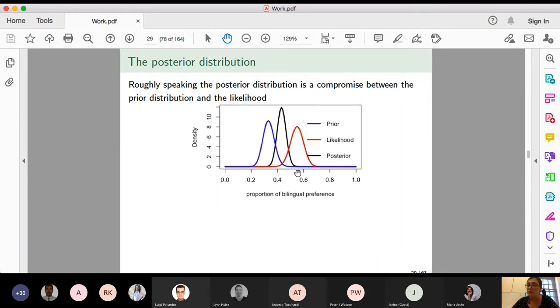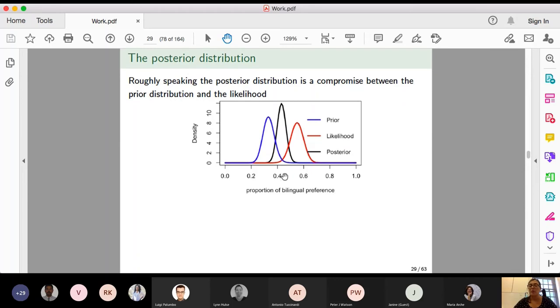Now the posterior distribution, the result of the Bayesian framework that combines these two things, the new data with the prior knowledge, is the black line here. And we can see that the posterior mean is about 0.43. So something in between the maximum likelihood estimator and the prior information that we had.